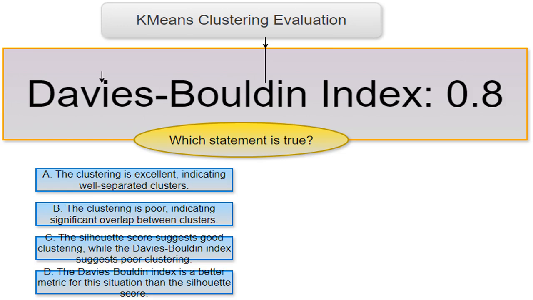The Davies-Bouldin index is another way of evaluating cluster separation. A lower score is better. 0.8 is relatively high, indicating that there's considerable overlap between the clusters. It means the clusters are not well separated, and there's significant mixing between them. It's as if the groups are pretty much mixed together.